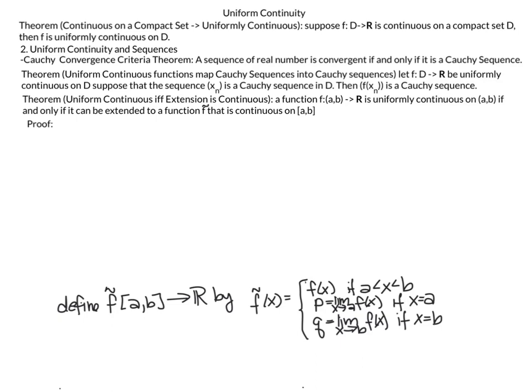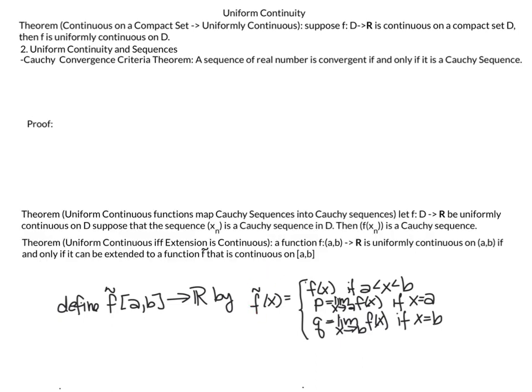Before we do this proof, let's take a moment to look at what this f tilde is equal to. On the open interval between a and b, f tilde of x is just equal to f of x. The only thing we need to do now is extend f on the endpoints a and b, and we're just going to set those equal to the limit as x approaches a of f of x, and the limit of f of x as x approaches b, which is the natural extension.